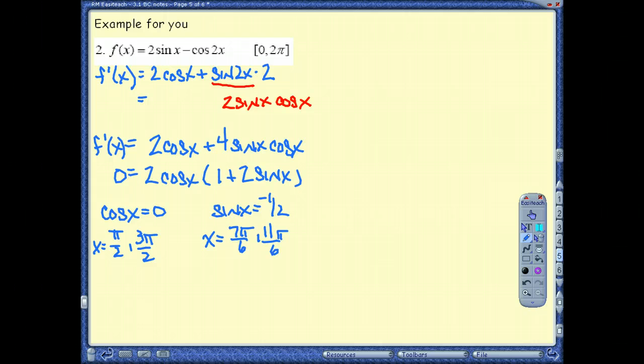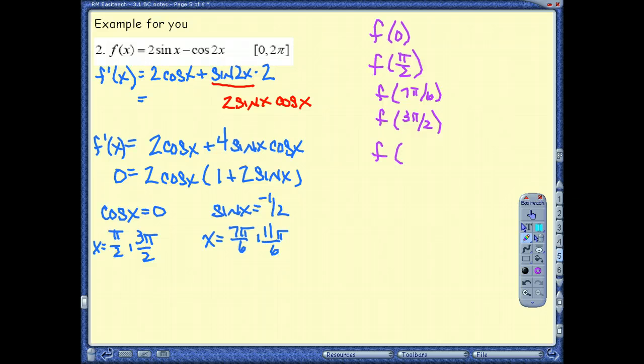Whew, we got a lot of angles to look for. Those are the possibilities along with your endpoints. So we're going to find f of 0, and you can put them in any order you want. So I'm just going to flip them in there. Sometimes I like to put them in order just to kind of keep the flow of things, but it really does not matter.